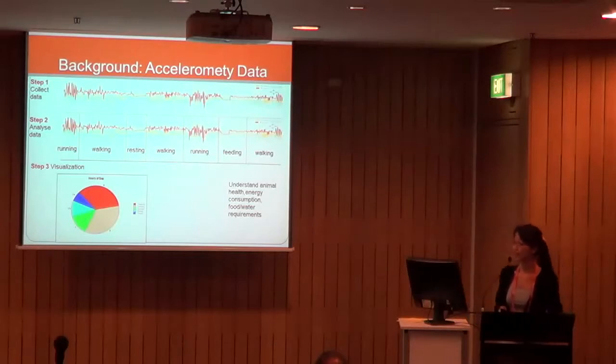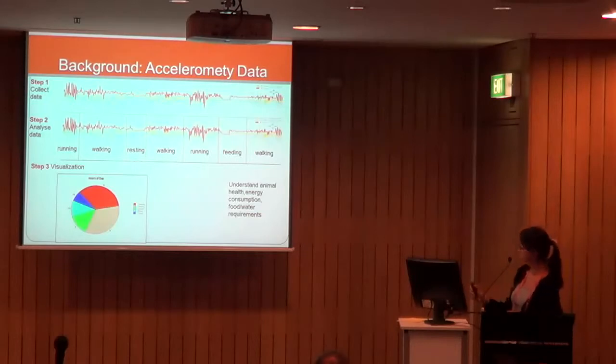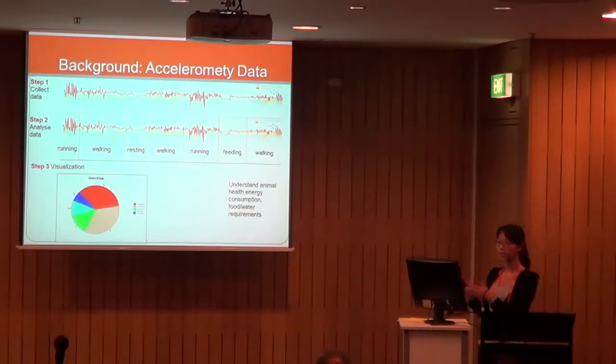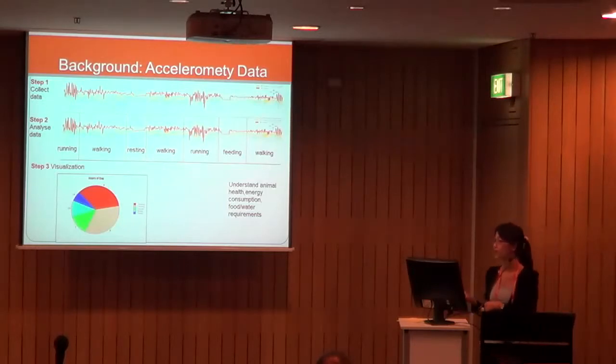Step 1, collect the data. Usually they just catch the animals, put the accelerometer devices on the animal and collect the data, and the data looks like this. Then step 2, they need to analyze the data. What they do is they manually go through the CSV file, and then they say, okay, this piece of accelerometer data stream describes running, and this piece of data is about a walking event, and this piece of data is about a resting event. But they don't have a graph that looks like this.